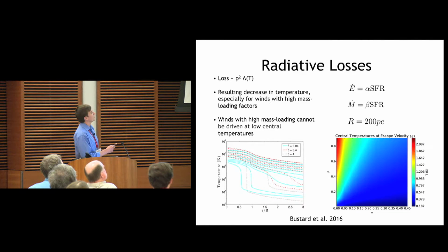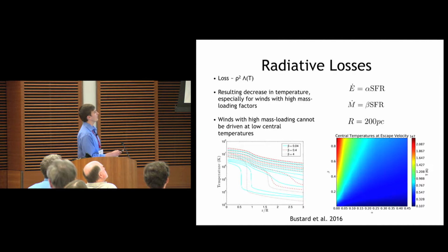And another thing we can somewhat see from this plot is that winds with high mass loading, high beta, cannot usually be driven at low central temperatures. So that means that you need to have more initial thermal energy to drive those outflows. You can see this from a plot here that our undergrad Corey Cotter made. This is plotting the parameter space of alpha, energy loading factor, and beta, mass loading factor. And what we're plotting here is the central temperature of the outflow required for the wind to have a velocity greater than the escape velocity. You can think of this plot as the thermal energy required to have an outflow that escapes the galaxy, which is what we're most interested in for right now.